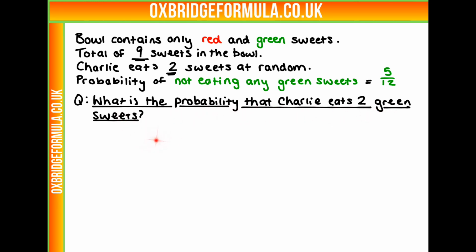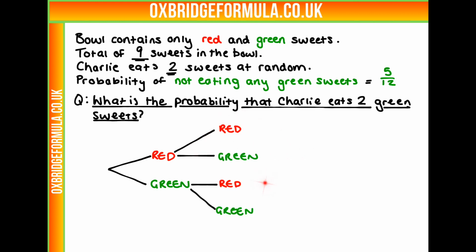So in probability questions like these, I like to draw a little probability diagram. It makes it easier to sort of see what our probabilities are going to be. So we only have red and green sweets in the bowl, and we're picking 2 at random. So have a go at drawing your own little probability diagram about what that might look like. So we have 2 different selections. So our first one, we can pick a red or a green. Then after that, we can either pick a red or a green for both of those. So our diagram is going to look something like this.